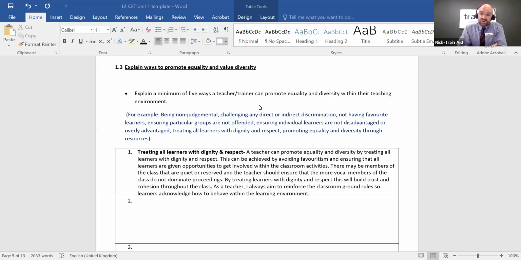There are a number of different ways that you as a teacher can demonstrate this. The first is by being non-judgmental, by being objective, supportive to all of your learners, challenging any direct or indirect discrimination as well. If you hear something unsavory from your learners, you need to challenge them on that, making sure that any discrimination or unsavory comment is being stamped out straight away. Furthermore, not having favorite learners, so being objective, not subjective, being fair as a trainer or teacher, ensuring particular groups are not offended.